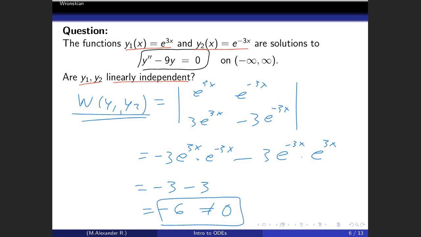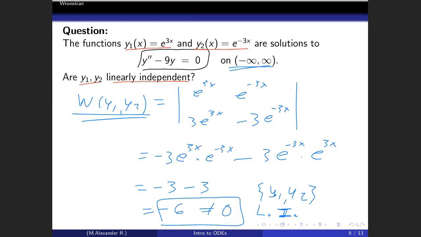And so what we're saying is that the Wronskian of those two functions is never equal to 0. And it doesn't matter what the interval is. What we're saying is that the functions y1, y2, this collection of functions, is linearly independent. Linearly independent. LI for linearly independent.